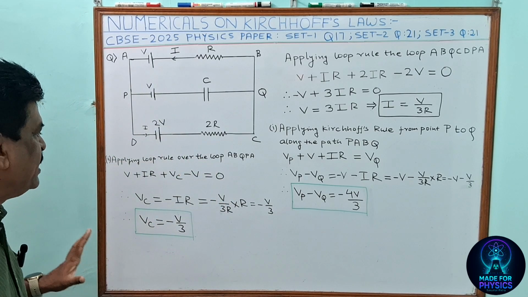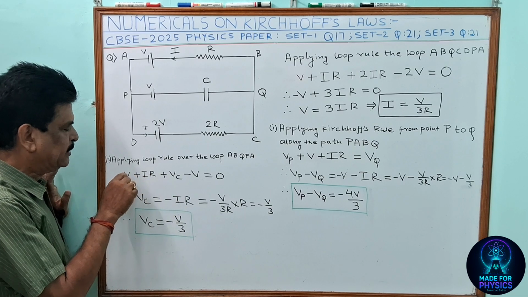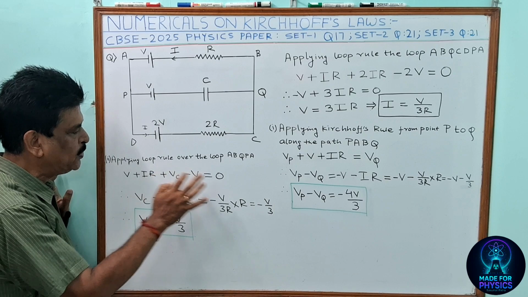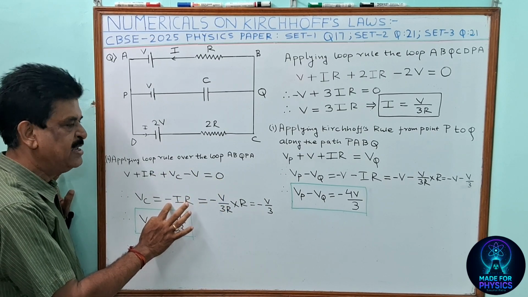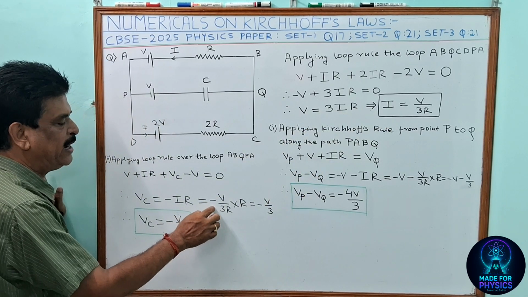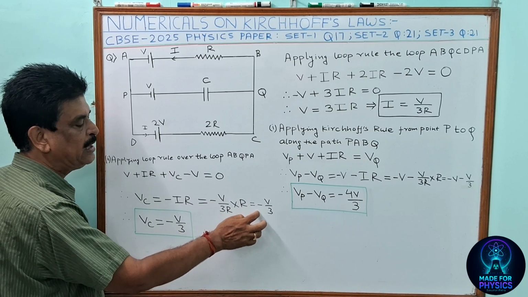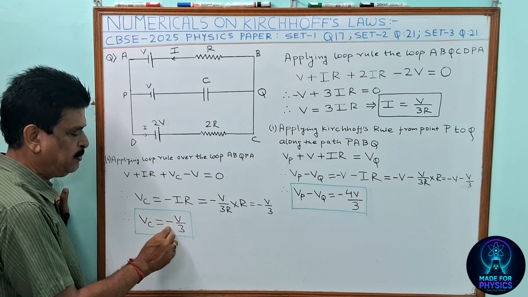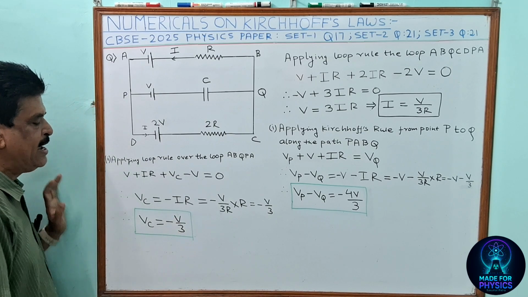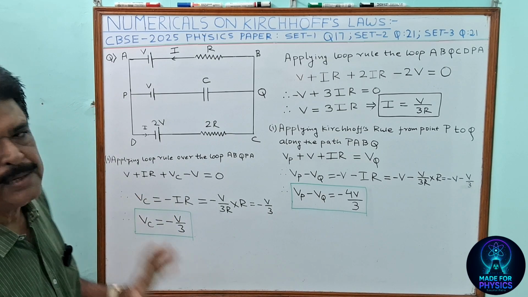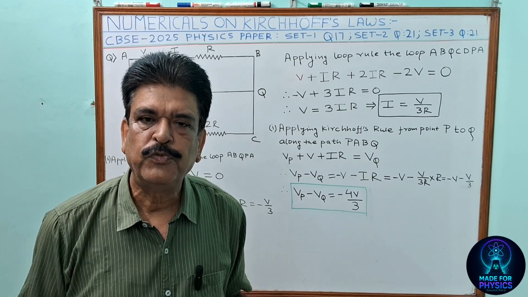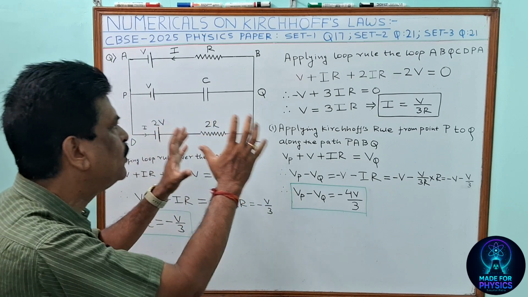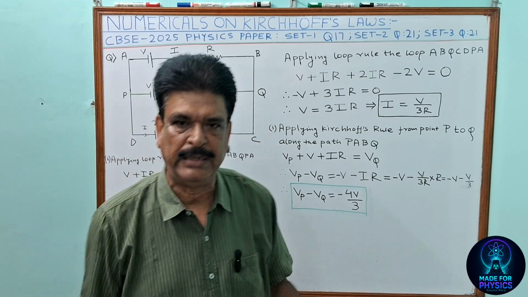ये equation हो गया। इस equation से you can see that V and minus V cancel हो जाएगा, therefore VC becomes equal to, इसको इधर ले जाएंगे, minus IR। I का वैल्यू यहां से पुट कीजिए, तो minus V by 3R into R becomes minus V by 3. Therefore, potential difference across the capacitor becomes minus V by 3, and that is how we have solved the second part of the question. As many of you have said, this was a very difficult question. No, this is not at all difficult. If you simply follow Kirchhoff's law properly, you can solve it.